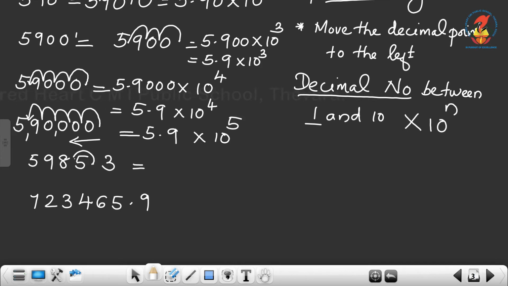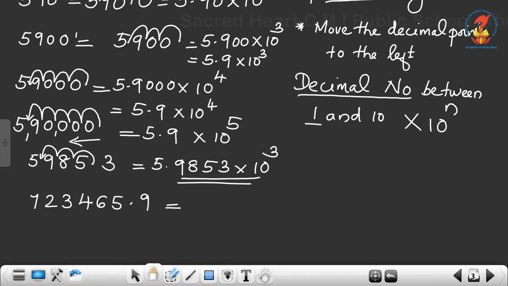So we have to move 1, 2, 3. So 5.9853 into 10 raised to the power. The decimal point has been moved how many places? 3 places. So 10 raised to the power 3. So this is the standard form of 5985.3. Now next number.